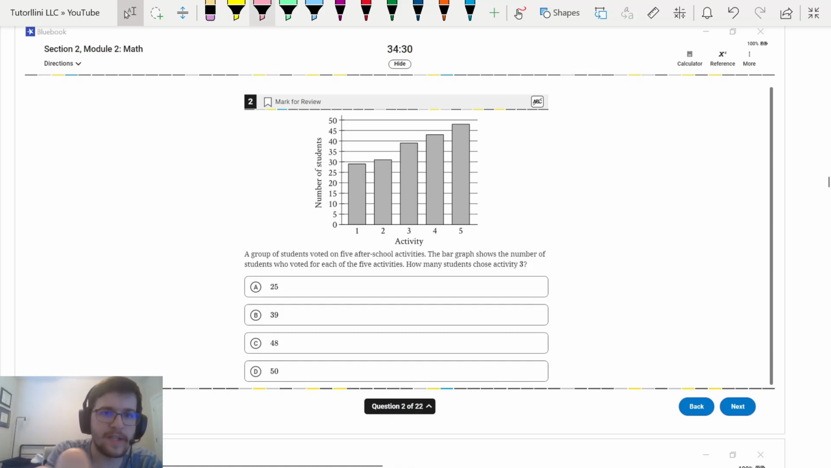Okay, for this one, it says how many students chose activity 3. So we're going to look at activity 3, and we look at the bar, and you see it's somewhere between 35 and 40, kind of towards the higher end of 40, maybe 38 or 39. And the only one that's even close to that number is 39. So 2 is B.